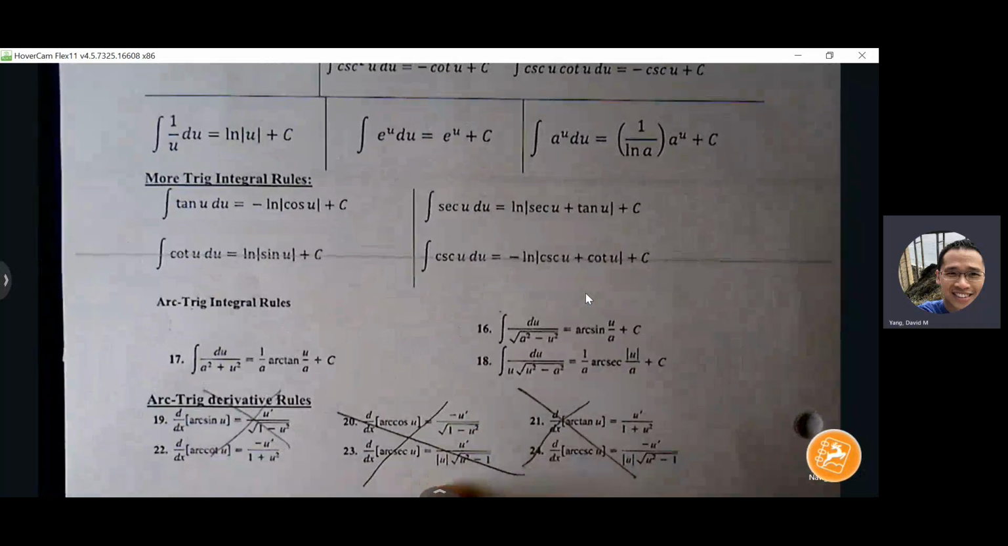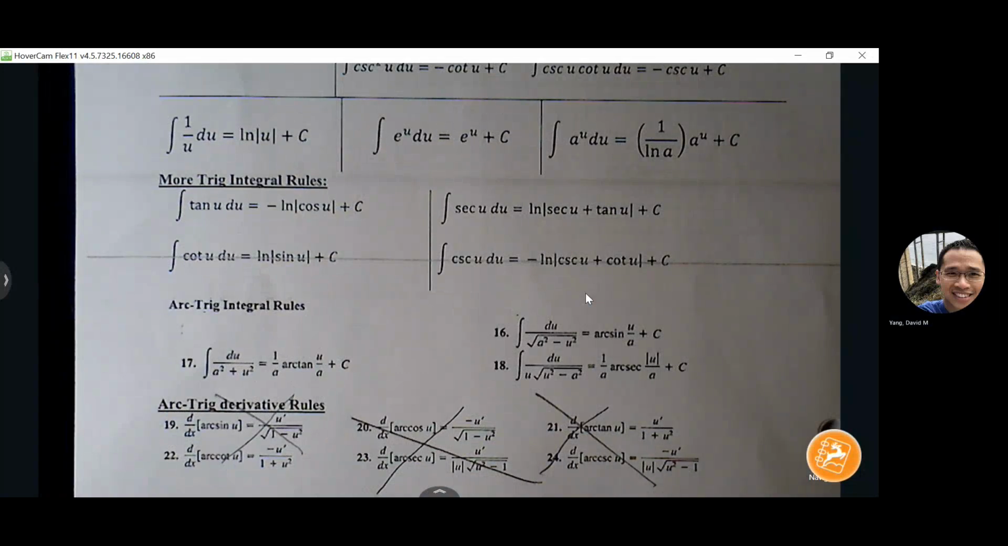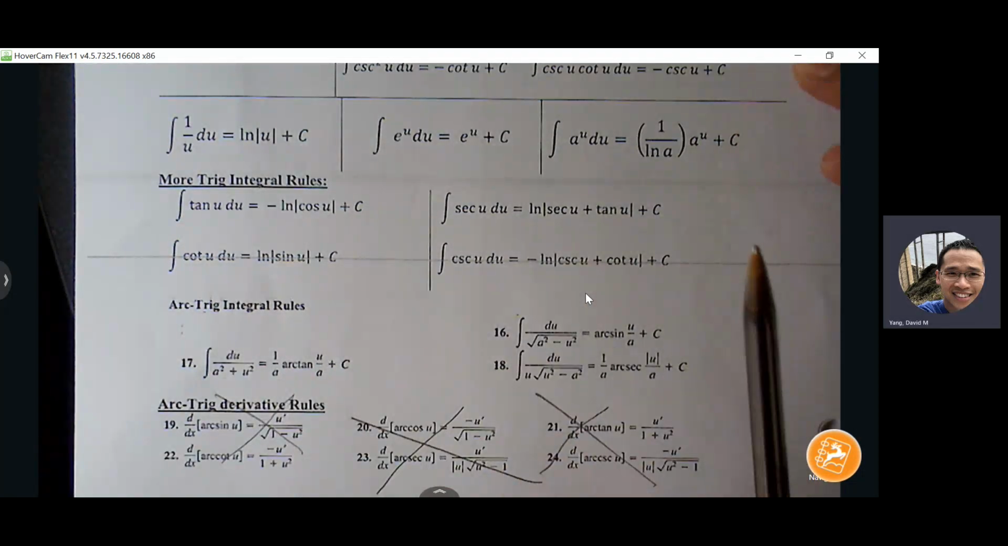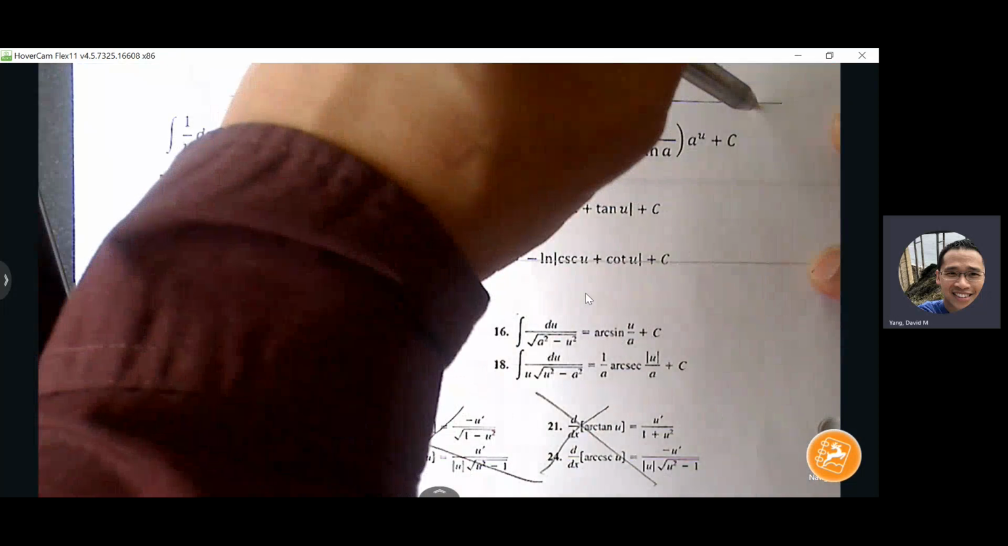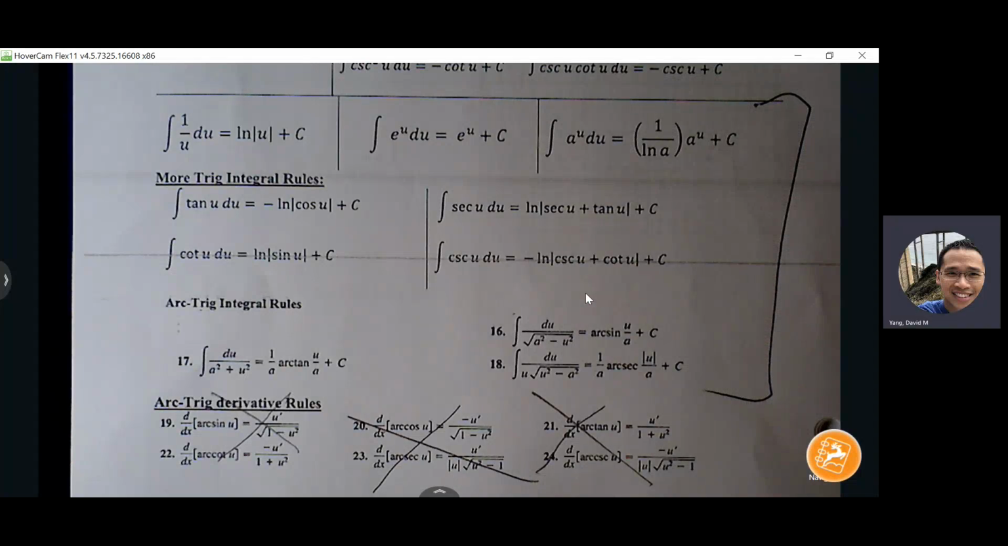And then don't worry about the arc trig derivative rules. I'm not going to have those on the test. Okay. So study these ones. I'm going to put some of these on page 26, and then have you guys see if you can recall these rules. Okay, so study from this down. These are the more recent ones, and I'll just pick a few to put up. Okay.